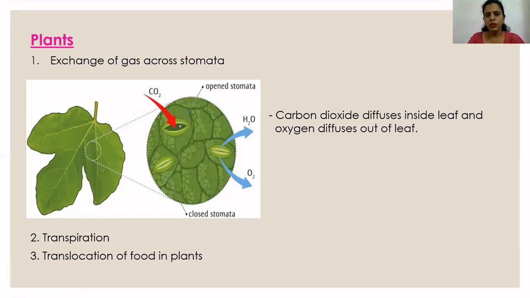And when this glucose has to be transported to different parts of the plant, glucose is converted into sucrose. And then it goes to different parts of the plant. So this transportation or translocation of food in plants is also because of the process of diffusion. Now you know that inside leaves, the concentration of sucrose is higher compared to the stem or branch or any fruit or flower, any other part of the plant. So always the sucrose, the sugar, is moving from a higher concentration region to a lower concentration region. So exchange of gas across stomata, transpiration, translocation of food in plants, all these are examples of diffusion.